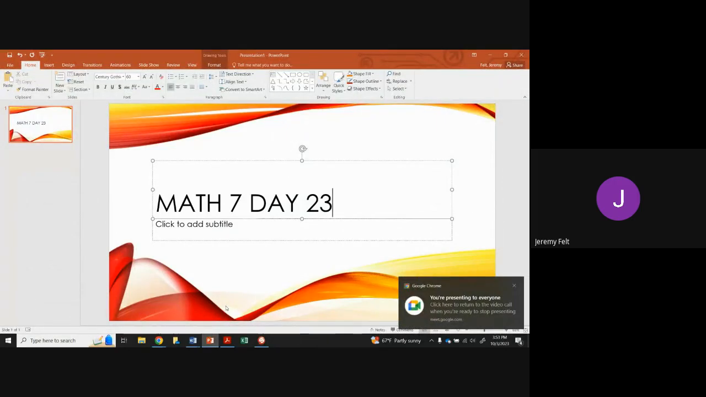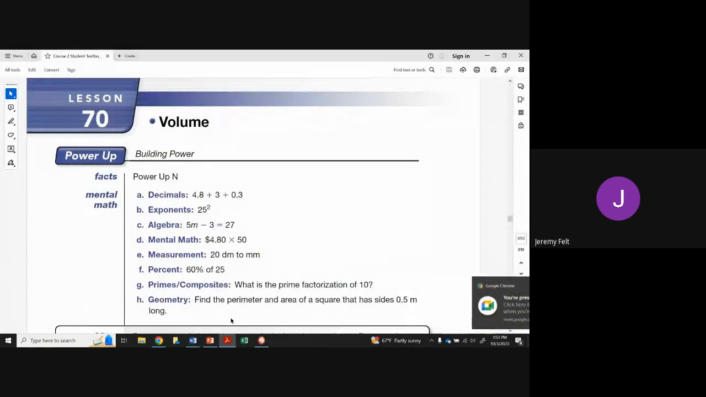All right, guys, we're looking at Math 7, Day 23. And today we're looking at Lesson 70, and we are covering volume. A lot of these, actually all of these formulas for volume should be on your reference sheet. We can pull that up if we need to.